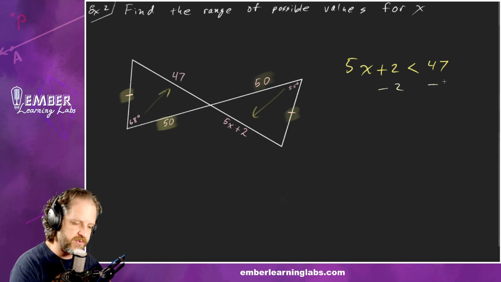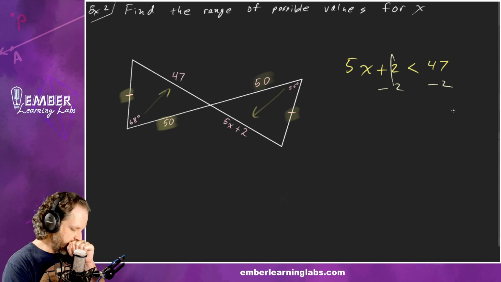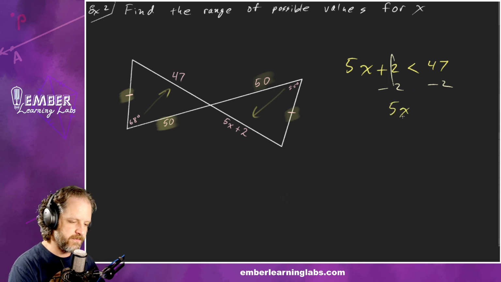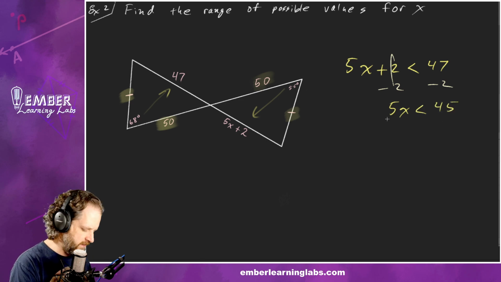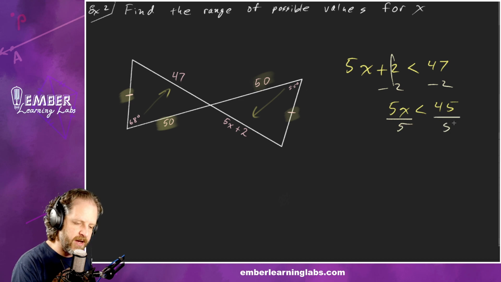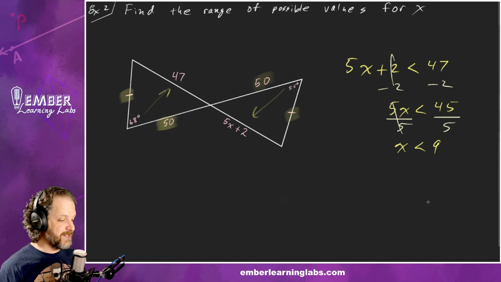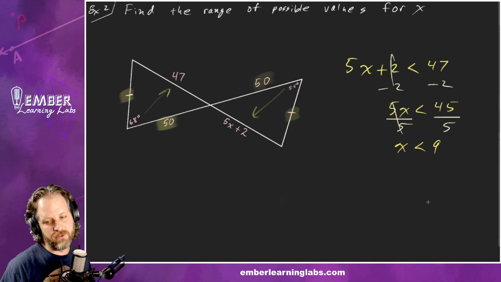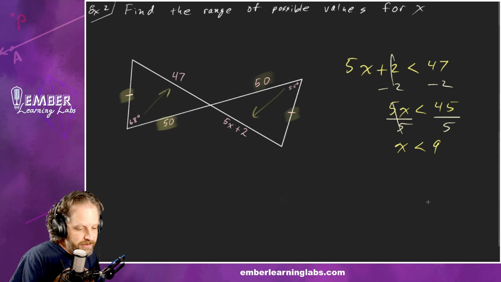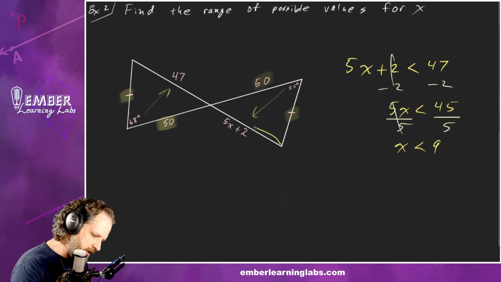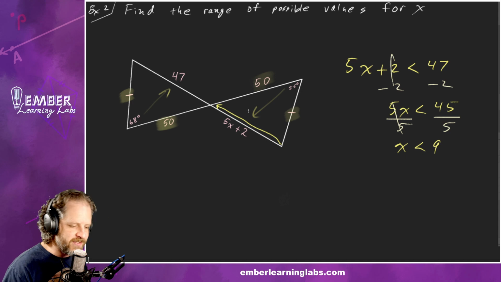We're going to subtract 2, cancel that, which gives us 5x is less than 45. And divide by 5 on both sides. That cancels. So x has got to be less than 9. So what has it got to be greater than? Because it can't be infinitely small, right? This side can't end up being a negative side. It can only get smaller and smaller only so far.